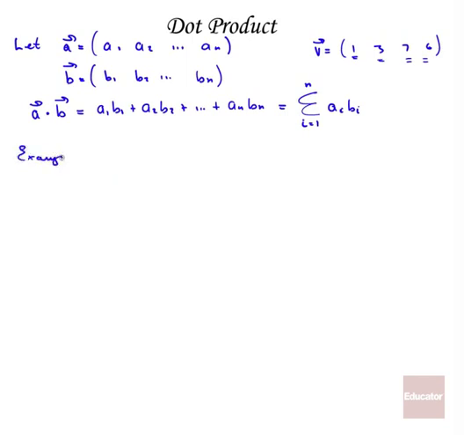So, example, we will let the vector A equal 1, 2, minus 3, and 4. So this is a 4 vector.